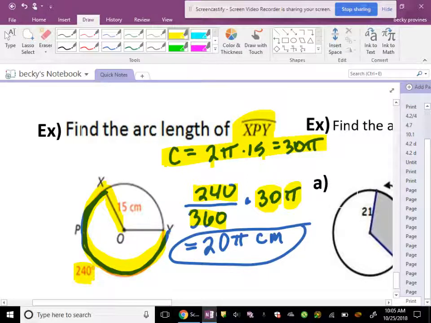Okay, so grab a calculator, see if you can get this answer. 240 divided by 360 times 30. Don't put the pi in. Okay, on your calculator should say 20, but you have to remember to drop that pi symbol down because otherwise it means something completely different. And then the unit is just a plain centimeter.